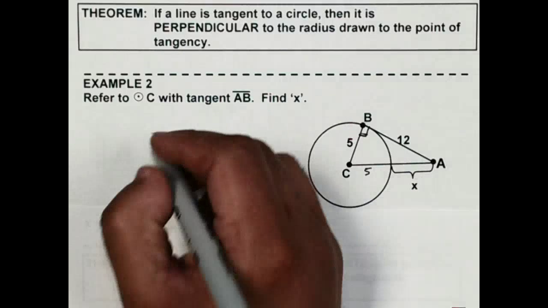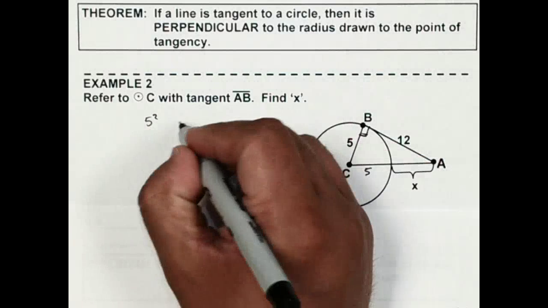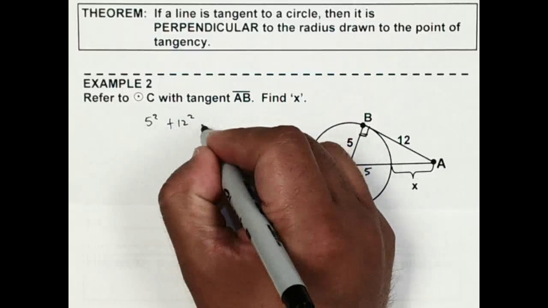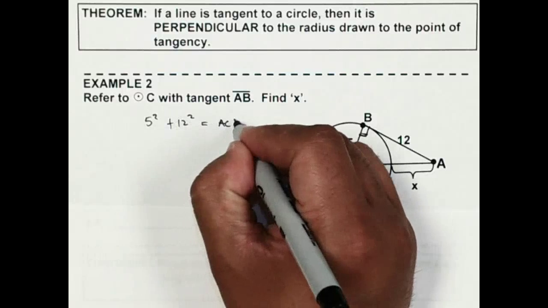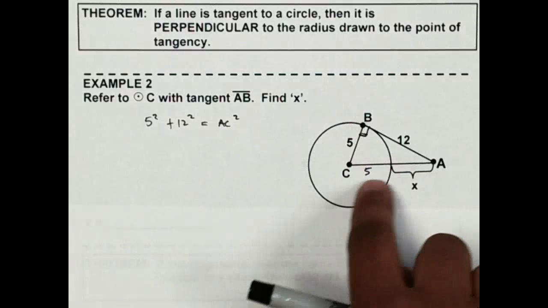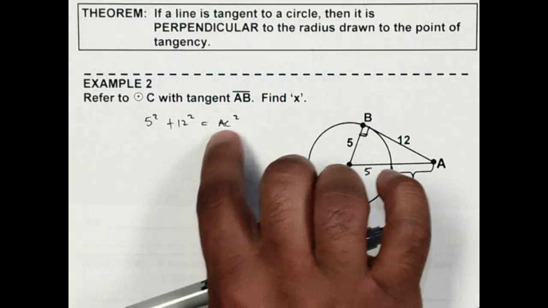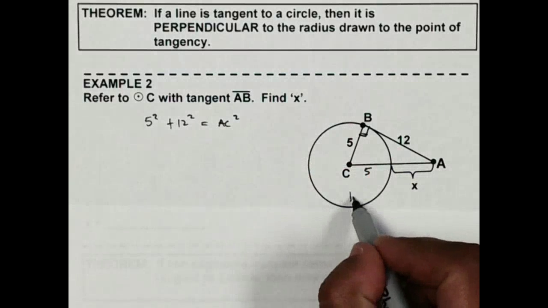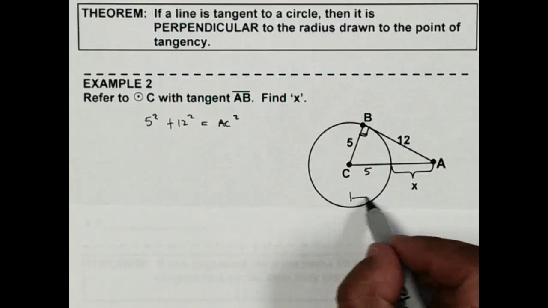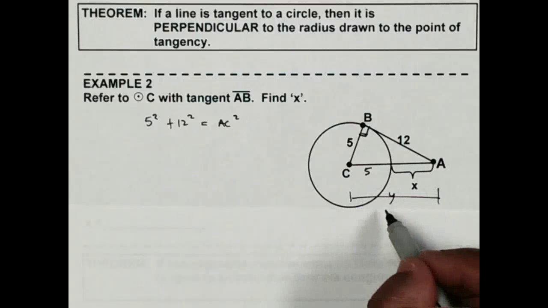So to do this, I know that 5 squared plus 12 squared is equal to AC squared, that whole length. I'm going to ignore this and come back to this 5 and the x for just a minute. If it makes it easier for you, instead of calling this 5 plus x, we can just say that this is some number. We can count that as a y.